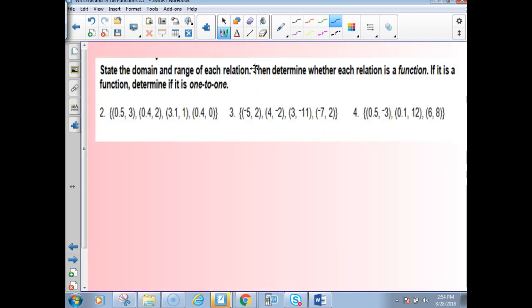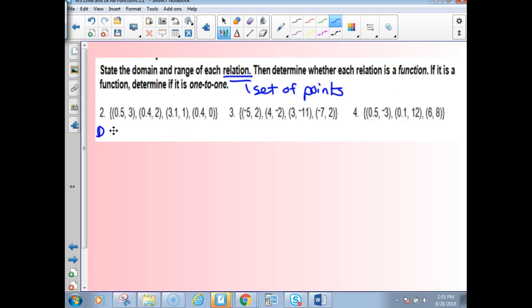State the domain and the range of each relation. These are relations. A relation is a set of points that's not continuous. This data is actually called discrete, and we'll talk about that again. We're going to determine whether each relation is a function. If it is, we're going to determine whether it's one-to-one.